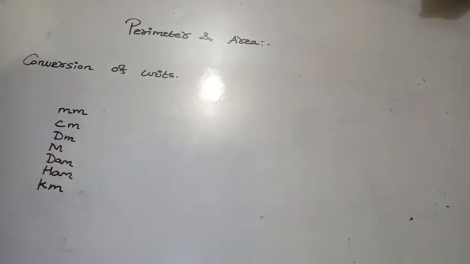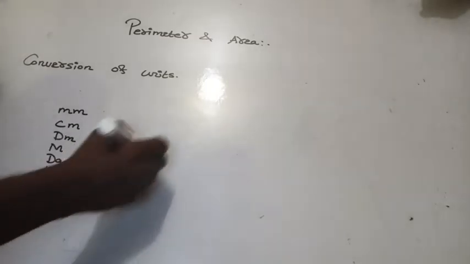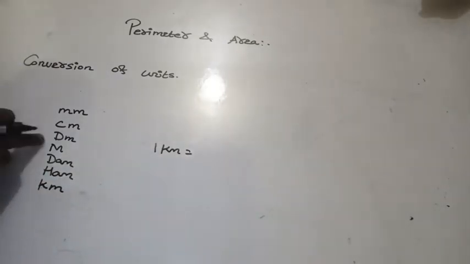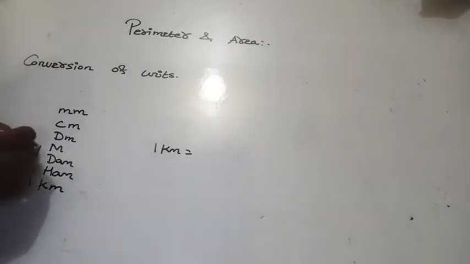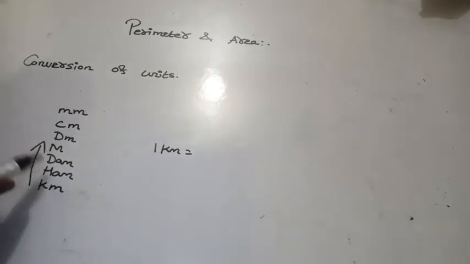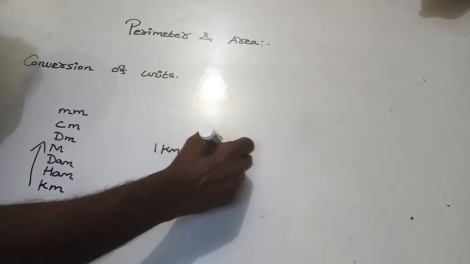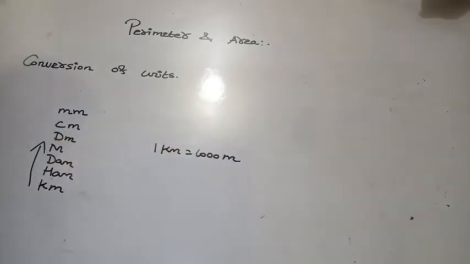Am I right? Okay. Then 1 kilometer is equal to how much meter? Kilometer is here, meter is here, so you are going up. So you have to multiply by multiples of 10. So 10, 100, 1000. So 1 kilometer is equal to 1000 meter.